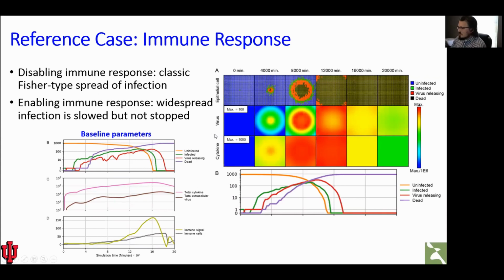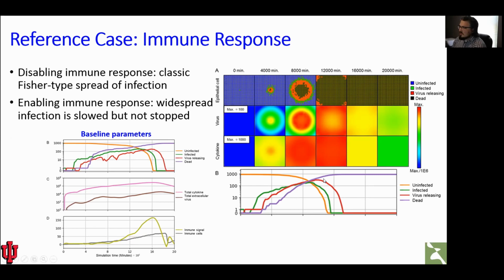Now, to observe what the immune system actually does and how it affects the progression of events, even just with respect to our baseline parameter set, we ran the same set of simulation parameters, except that we disabled the immune response. This is shown here. This is the same sort of time series, but with no immune system at all. You'll notice that this is a much more uniform Fisher type spread of infection, where much sooner than the end of simulation, everything is dead.